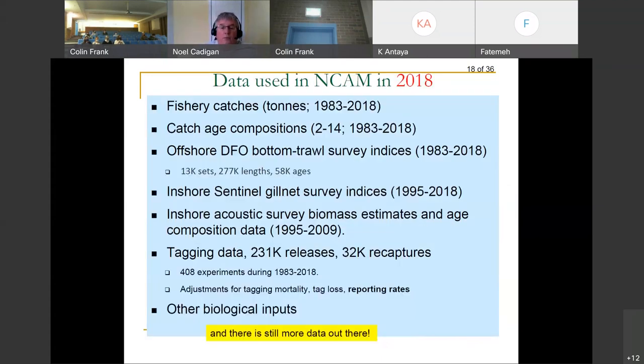than the 2016 paper. So the data used in NCAM, and this is a 2018 slide, couldn't really update this. I don't run NCAM anymore. I haven't run it since about 2016. This was a good situation where DFO took over NCAM and really have been running it quite effectively without my help since then.